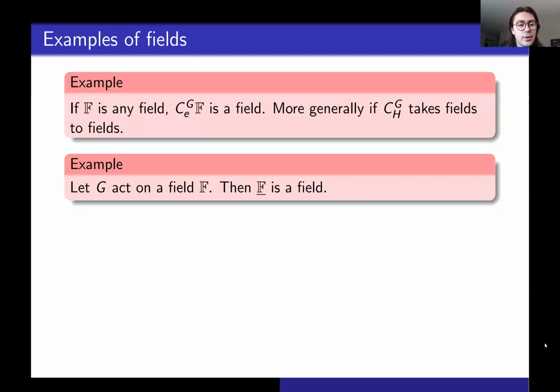Another way you can get a field is if you start with a field, you give it the trivial action and form the fixed point Tambara functor. So the restriction maps are all the identity maps, but the norms and transfers are not quite the identity maps. They're sums over appropriate orbits. So they end up being like multiplication by integers or raising to integer powers.